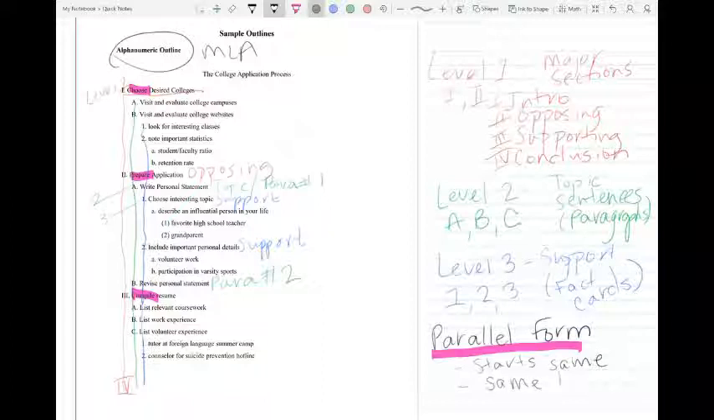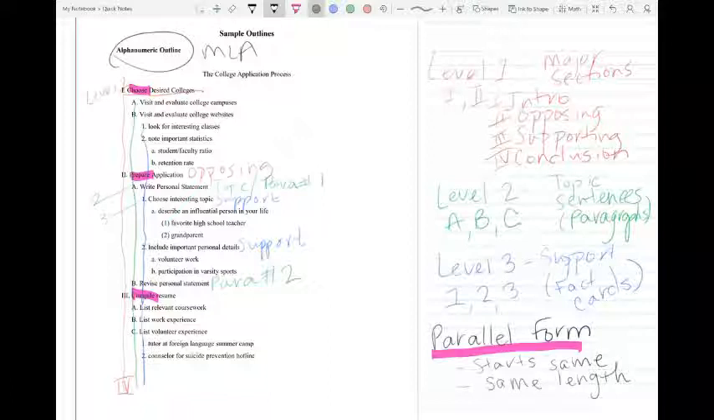You'll notice MLA does not use full sentences. All of these are short fragments. So we don't use full sentence outlines. That's what APA does. What we do is they're all about the same length. Choose desired college, prepare application, compile resume. Notice they're all 2 to 3 words, and they all start with a verb. So everything on this level, these level 1s, are all parallel form. Okay, so that's what it needs to look like.